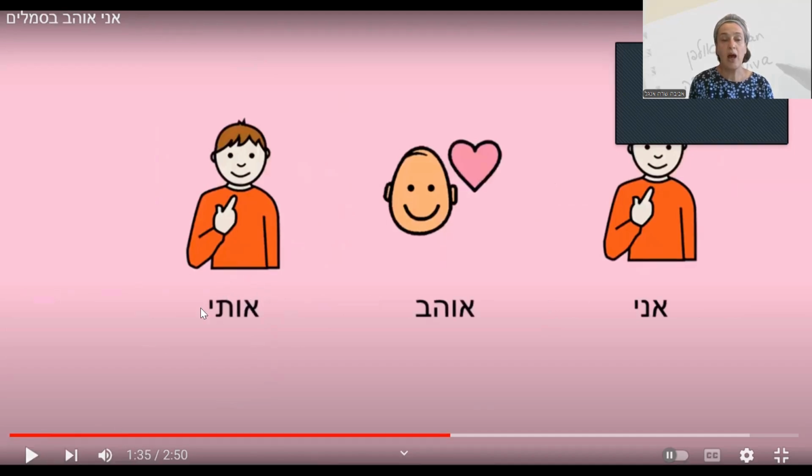Oti actually, I love me, I love myself. Oti is a conjugation of the preposition et. And again, join me for another lesson learning all the conjugations of et when you want to make them specific. Me, him, her, etc. So oti is me.